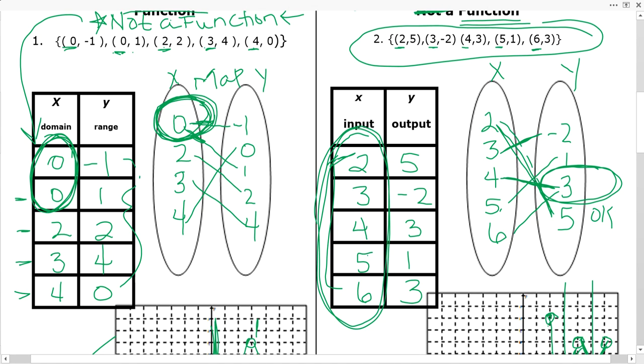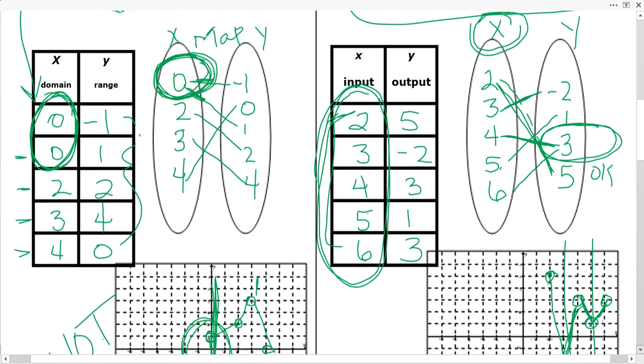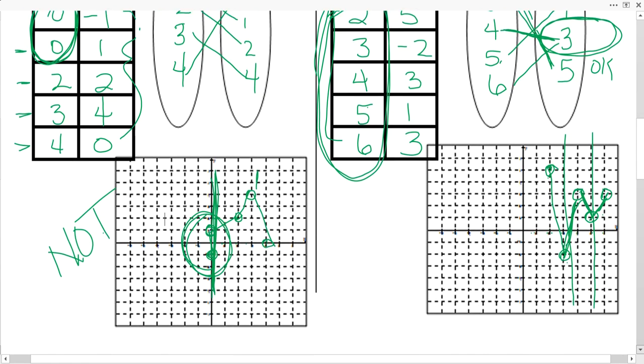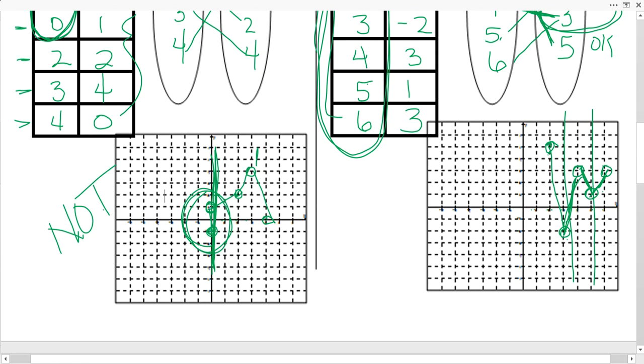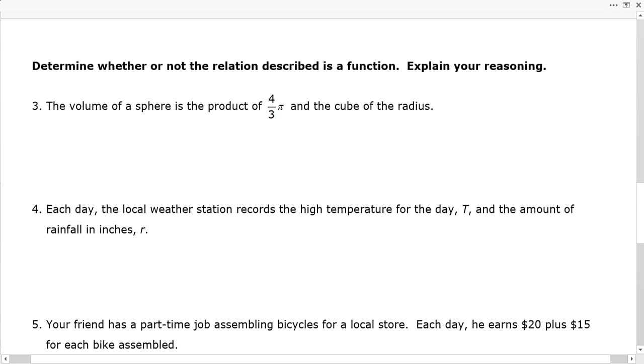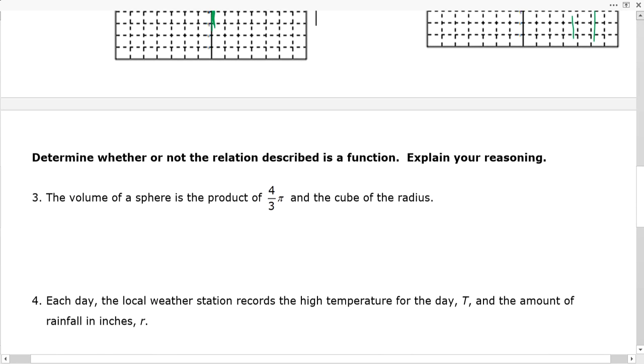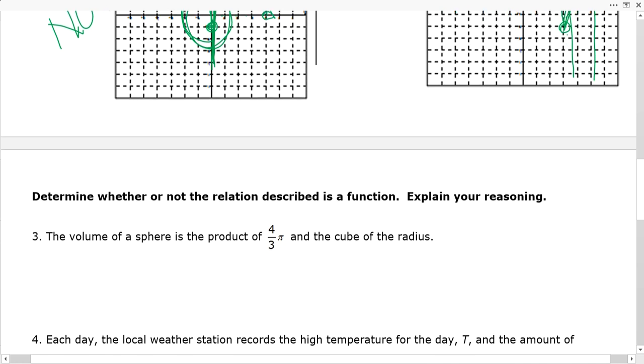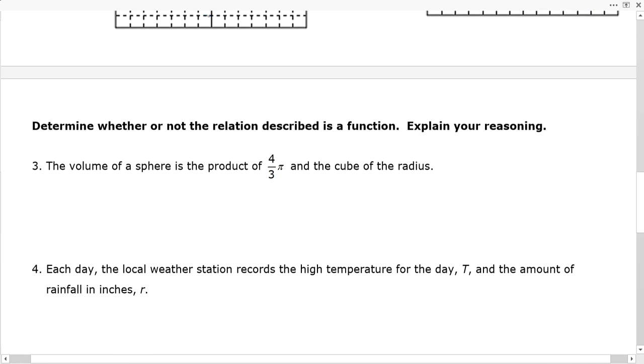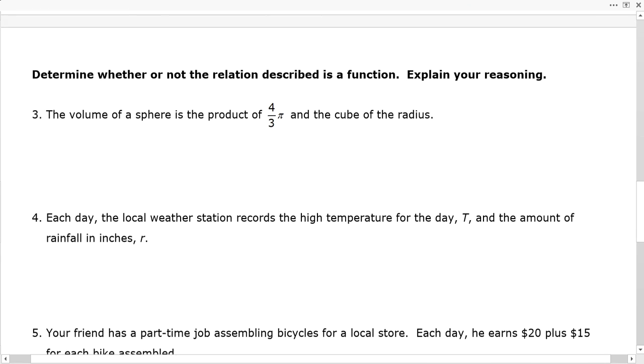You look at your map and you look and see if there's any numbers for x that have 2 branches coming off. If they do, it is not a function. And then finally you graph it and you do a vertical line look, and if there's no 2 points that are touching a vertical line, if you draw a vertical line, then it is a function. So write down any questions you have about what I just said, and let's think about this next part.